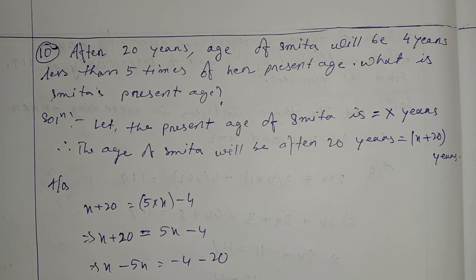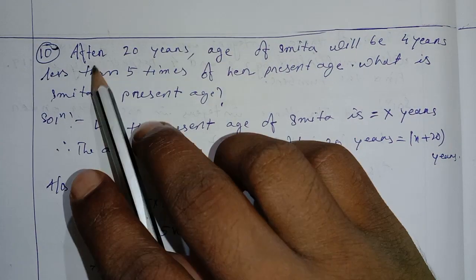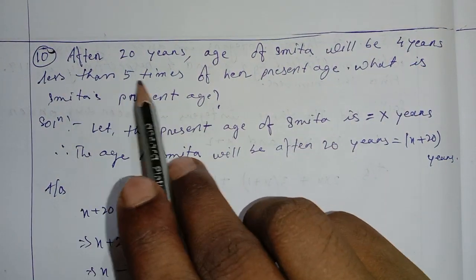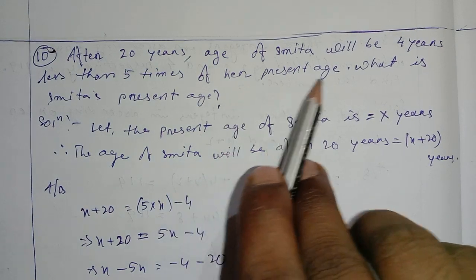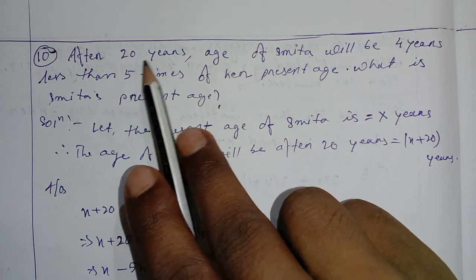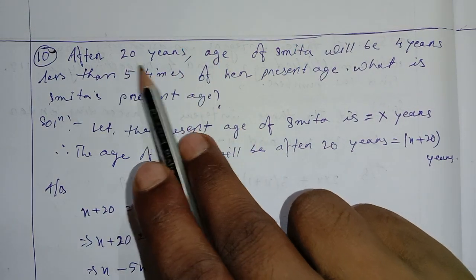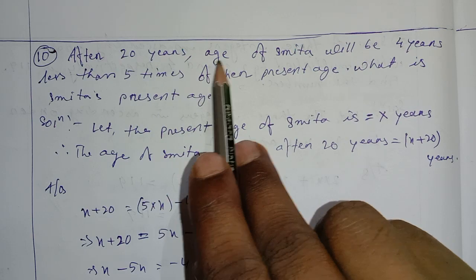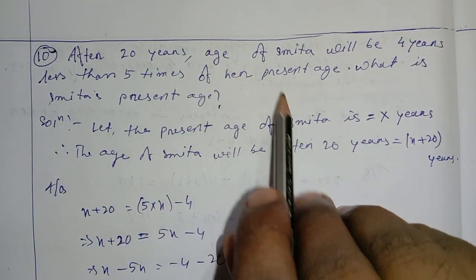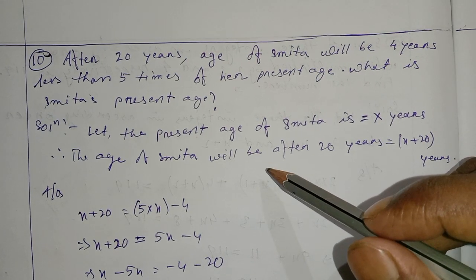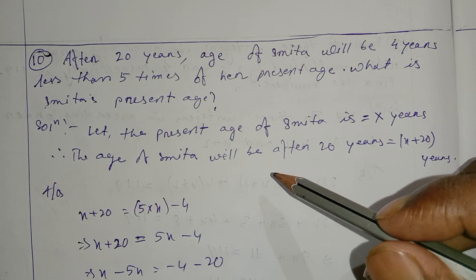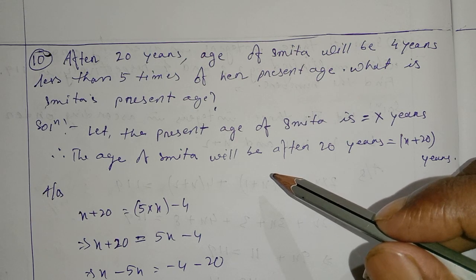Okay, let's start question number 10. After 20 years, the age of Smita will be 4 years less than 5 times her present age. What is Smita's present age? Here it is told that after 20 years, the age of Smita will be 4 years less than 5 times the present age. Then what will be the present age? So 5 times, and 4 will be less.